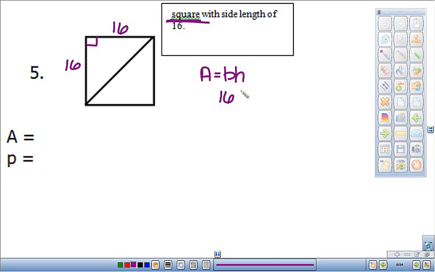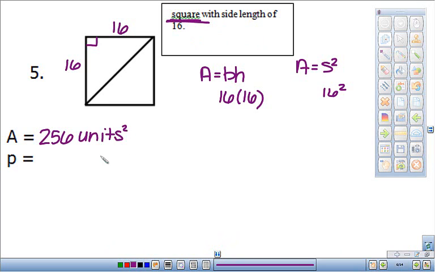And then remember, a square is a parallelogram or a rectangle, so that same formula. So you just have to do 16 times 16, or if you do know the square formula, side squared, you can think of it as 16 squared. You get the same answer either way, so it doesn't really matter which one you use. 16 squared is 256, and they did not tell us units, so I'm just going to put square units.